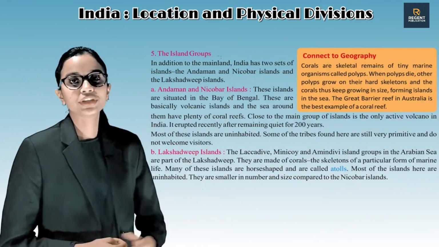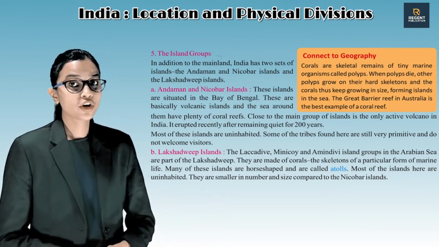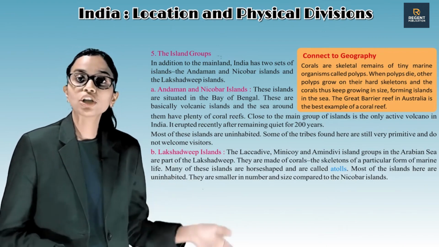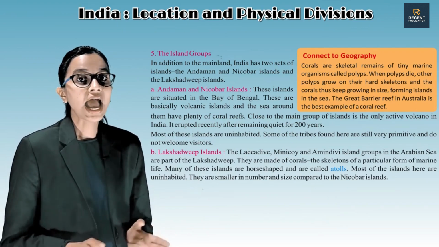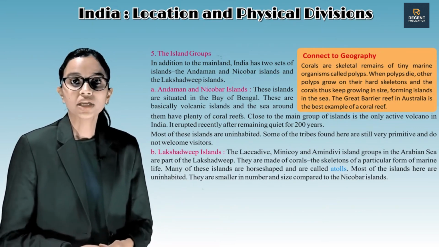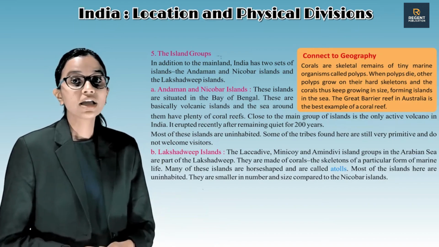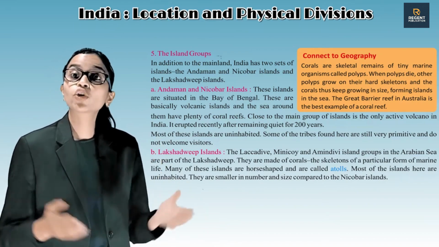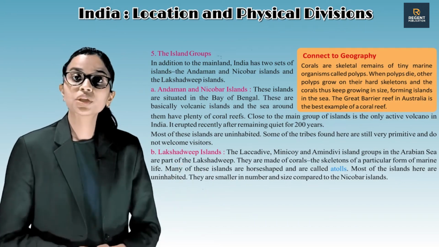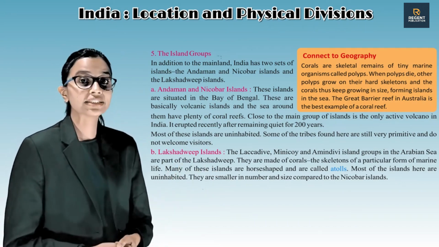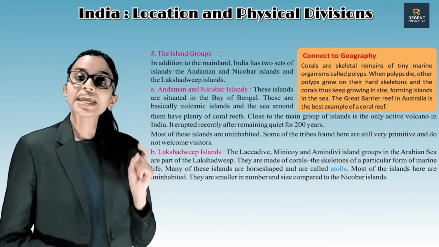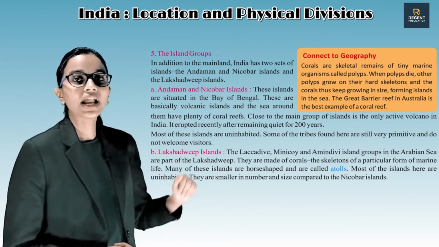Let's connect to geography. Corals are skeletal remains of tiny marine organisms called polyps. When polyps die, other polyps grow on their hard skeletons and the corals thus keep growing in size, forming islands in the sea. The Great Barrier Reef in Australia is the best example of coral reef. Fifth, the island groups. In addition to the mainland, India has two sets of islands, the Andaman and Nicobar Islands and the Lakshadweep Islands. A part, Andaman and Nicobar Islands.